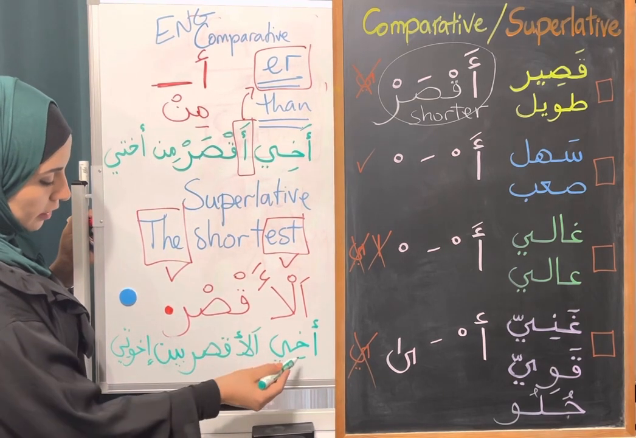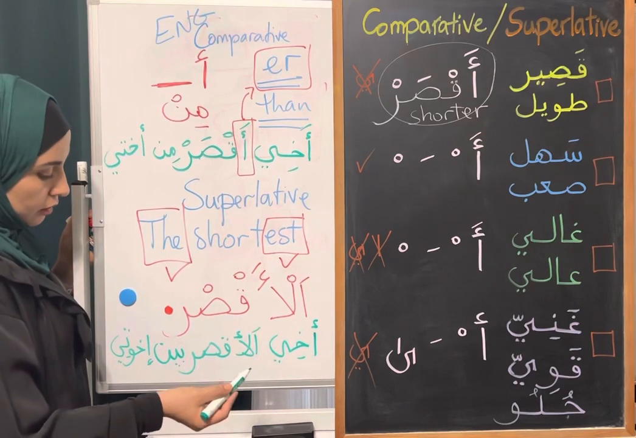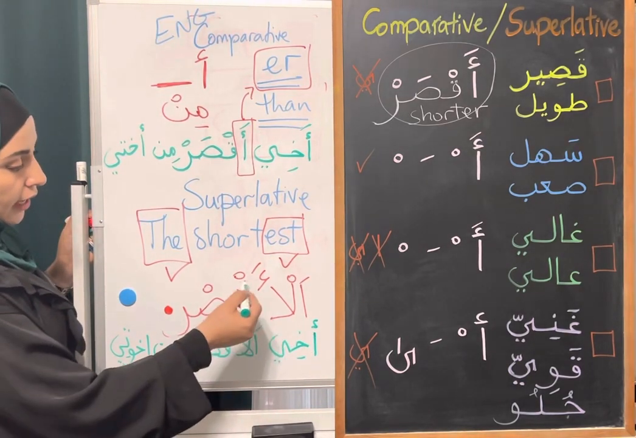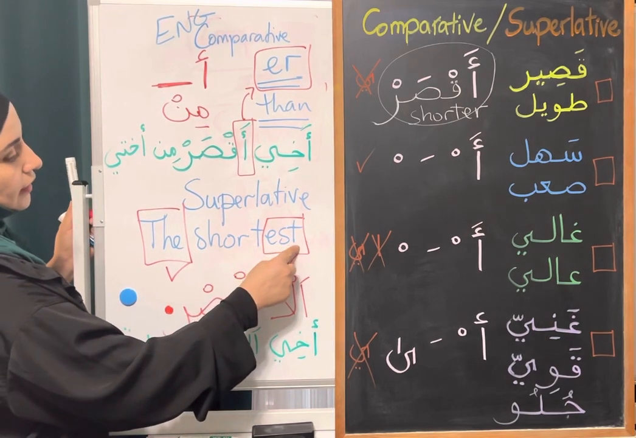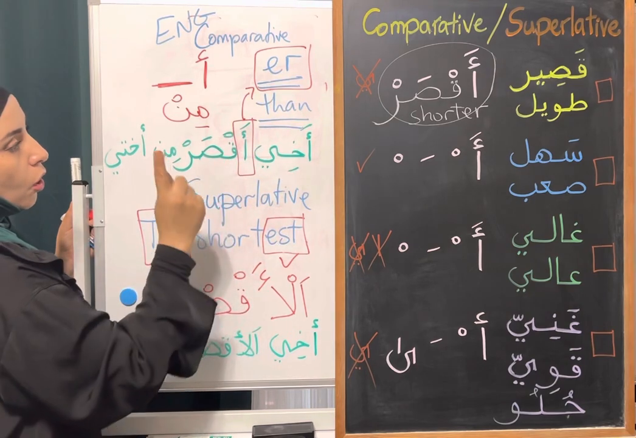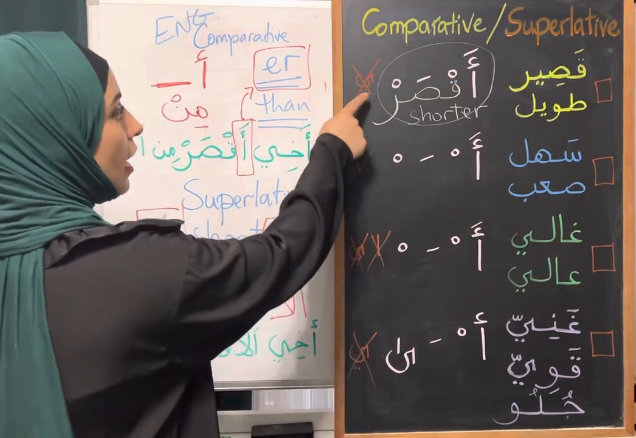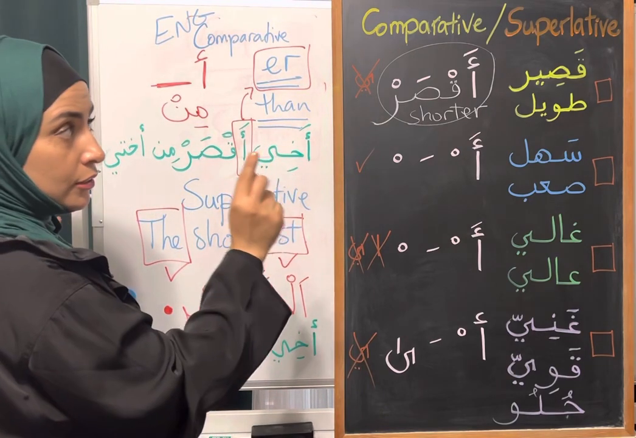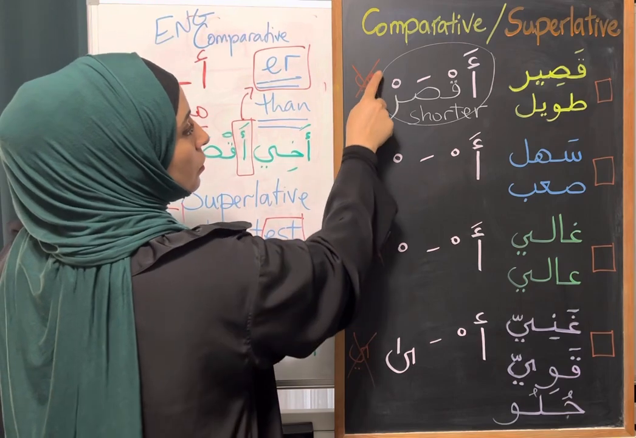And over here I'm saying أخي الأقصر بين إخوتي, or أخي هو الأقصر. My brother is the shortest. And in this case I am referring to EST in English and ER in English as well, only by using Hamza at the beginning of the adjective. And both, like I said earlier, there is something in common between comparative and superlative.